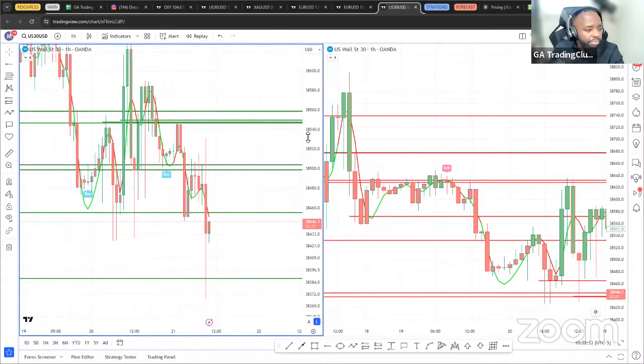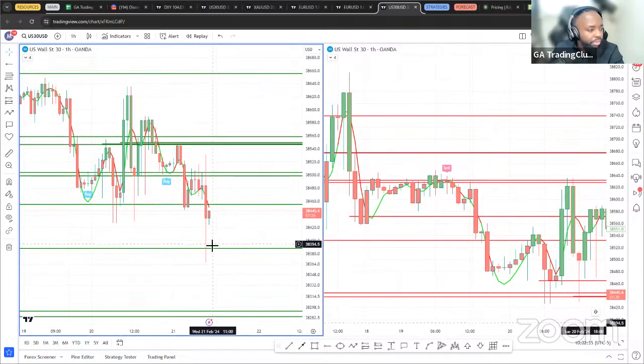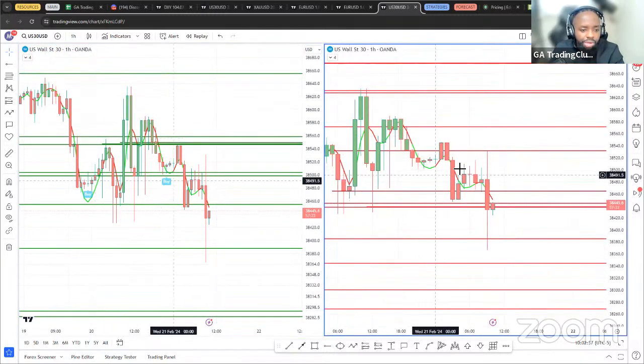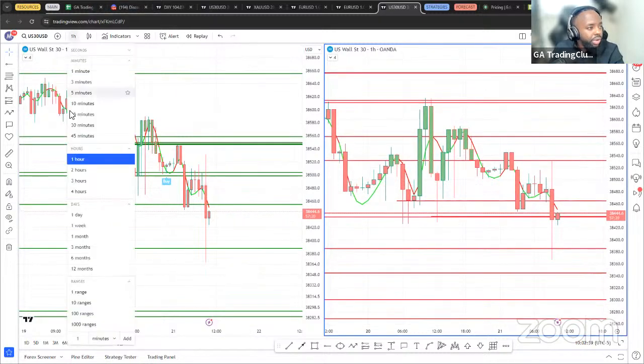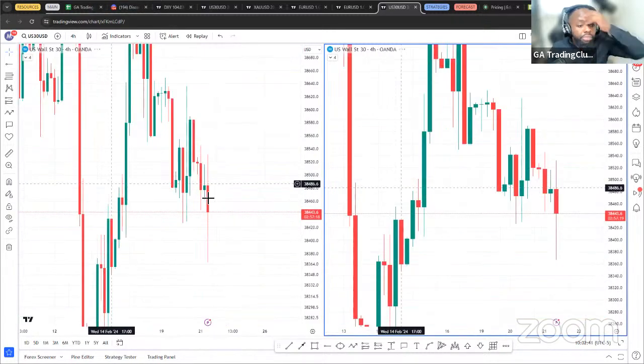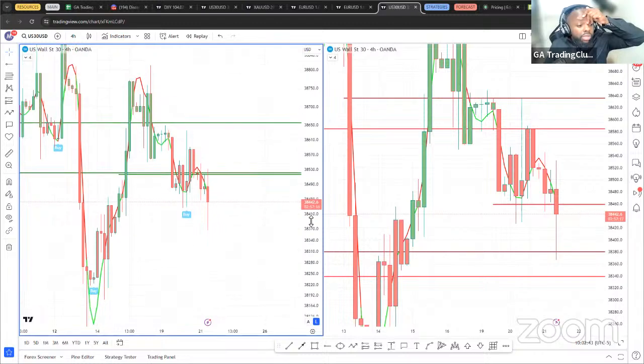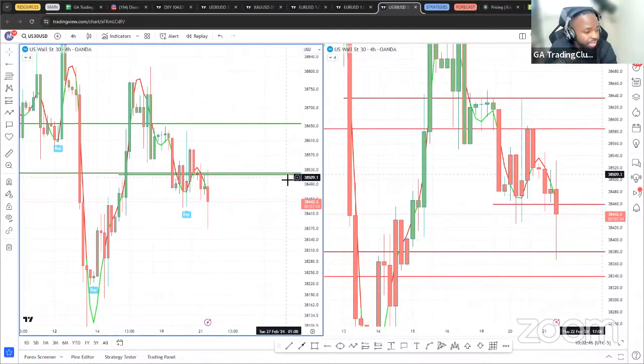No valid momentum buy on the 1 hour, no other valid momentum buy. No valid momentum sell on the hourly. When we go to the 4-hour time frame, this buy is invalid and no valid momentum sell.